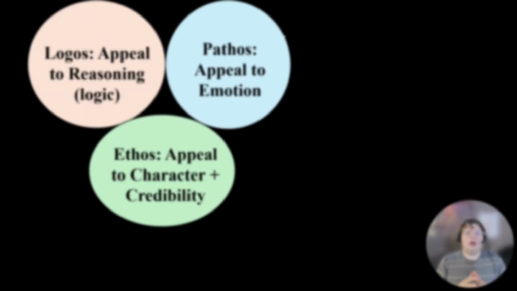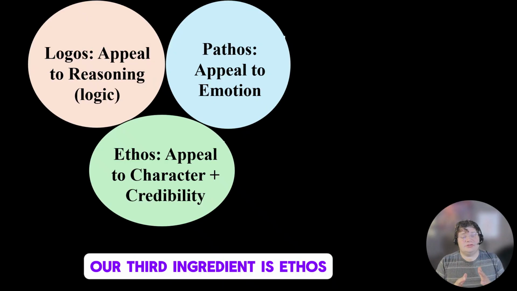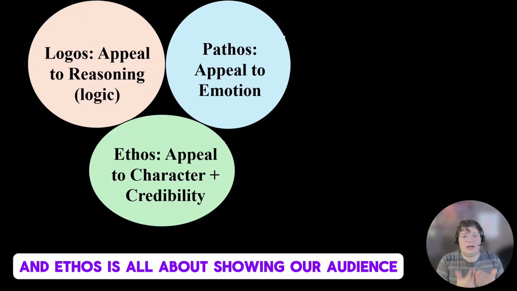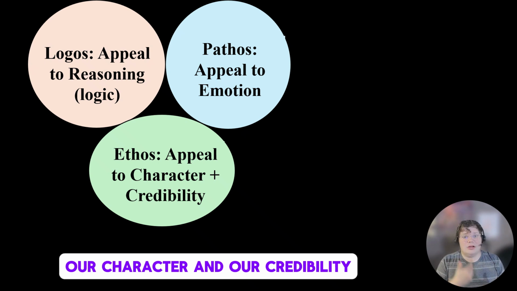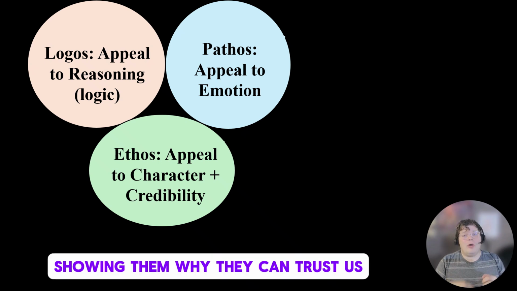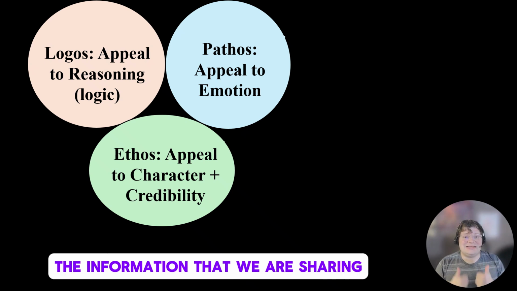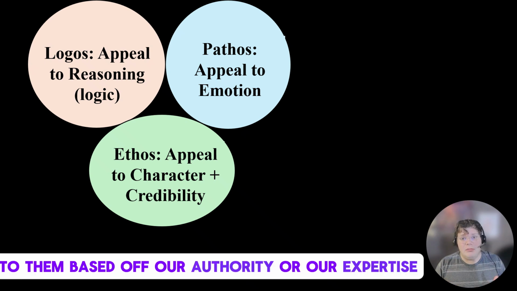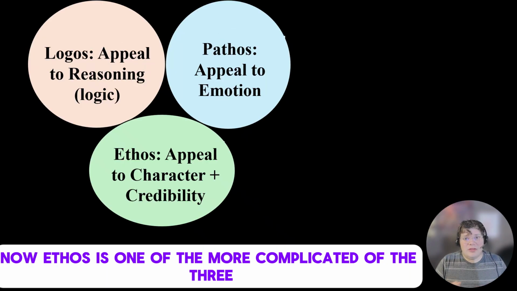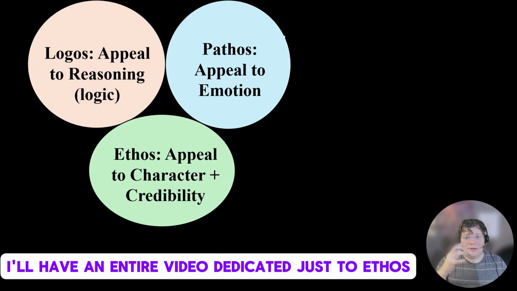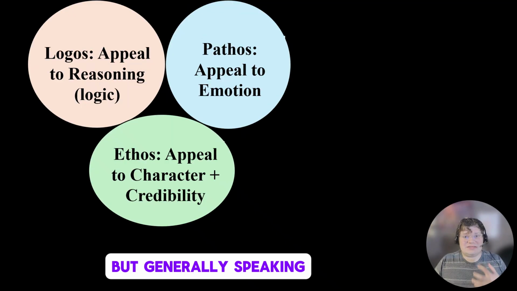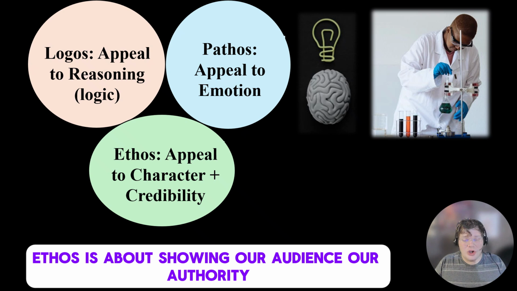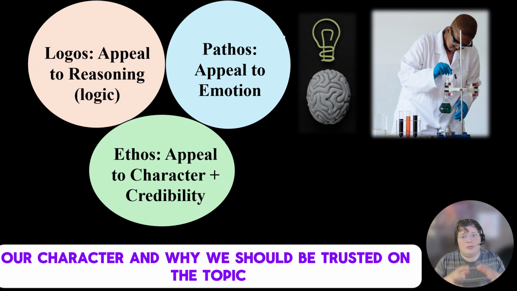Our third ingredient is ethos, and ethos is all about showing our audience our character and our credibility, showing them why they can trust us and why they can trust the information that we are sharing to them based off our authority or our expertise. Now, ethos is one of the more complicated of the three, and so I'll have an entire video dedicated just to ethos.